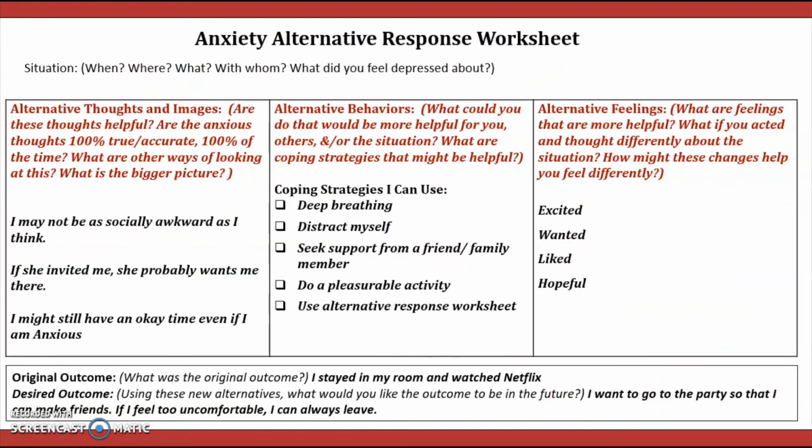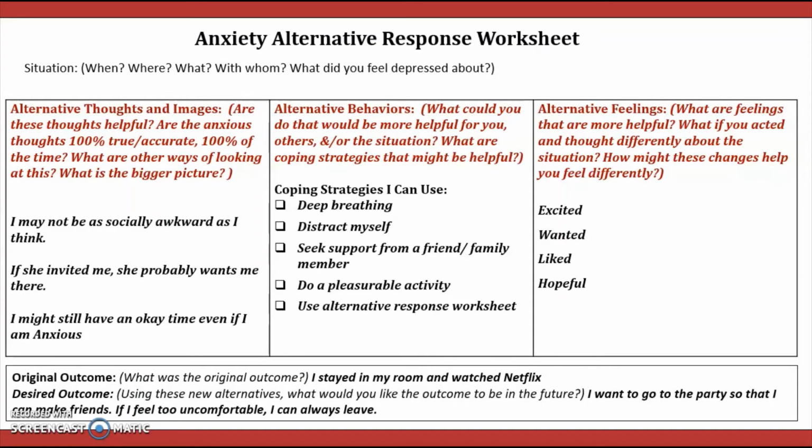First, we will walk through an alternative response worksheet for our anxiety situation. Remember that the situation was that a student invited me to a party in my residence hall. I didn't know her very well, and I felt anxious about going. The first thing we are going to do is look at the alternative thoughts and image column, look at the questions that might help guide us in identifying alternative thoughts, and identify some alternative thoughts that might be helpful.